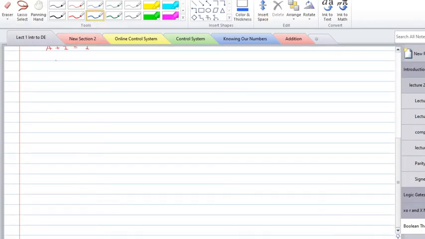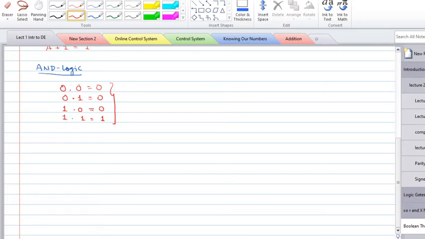Now let's see the AND related theorems. In case of AND gate, 0 dot 0 is equals to 0. 0 dot 1 is also equals to 0. Okay. So 1 dot 0 is equals to 0 and 1 dot 1 is equals to 1. So this gives another conclusion.